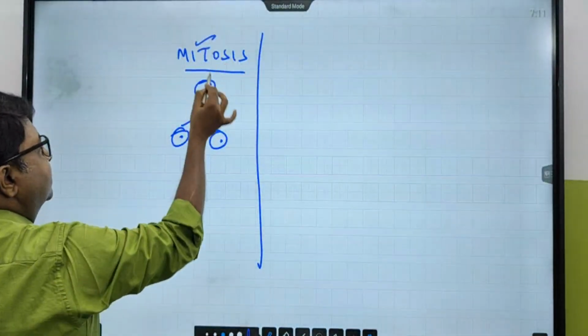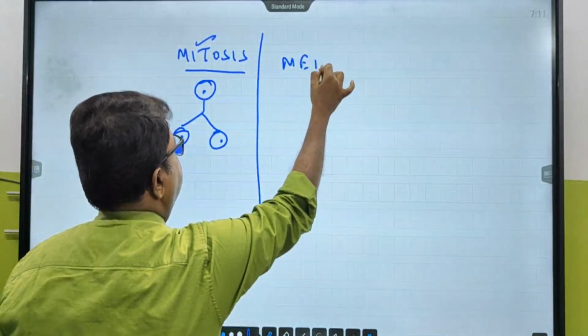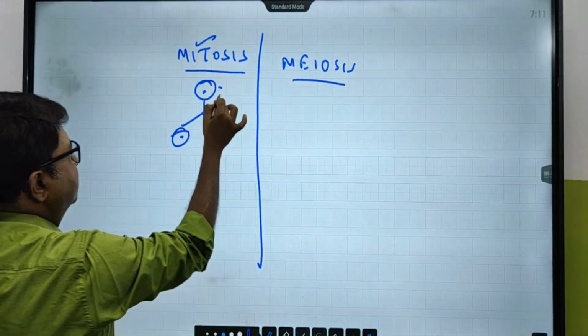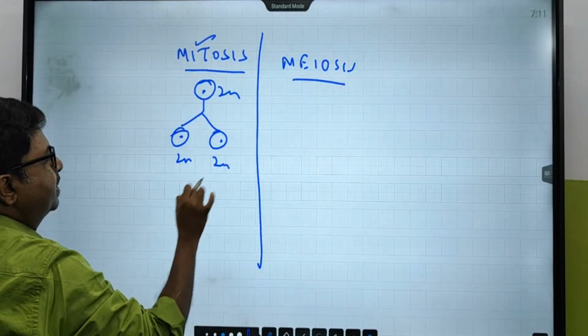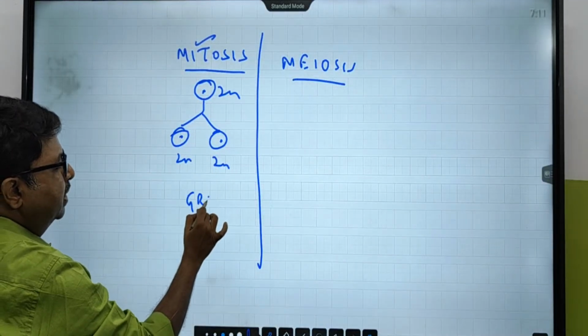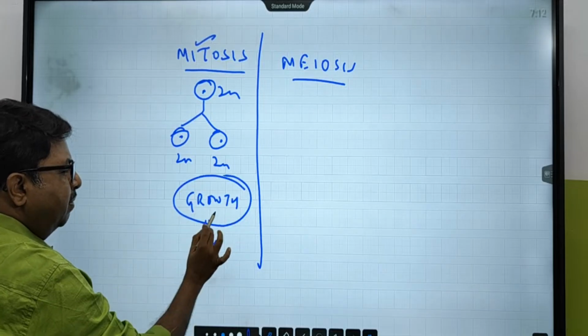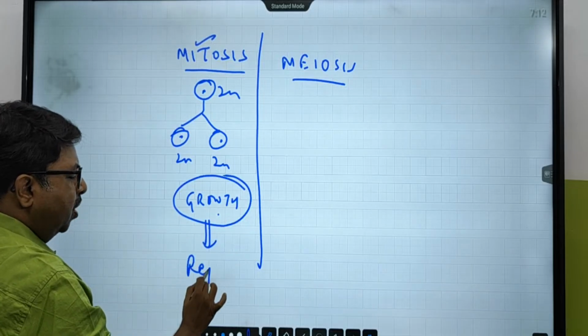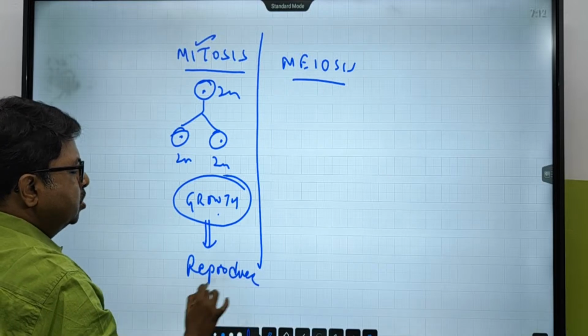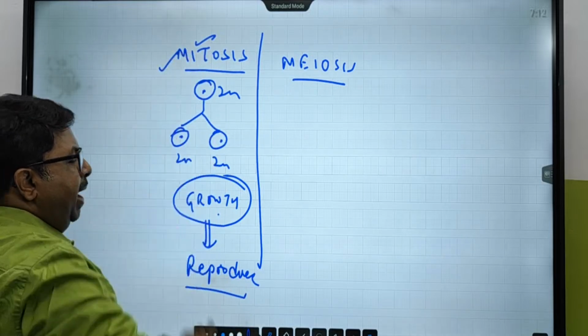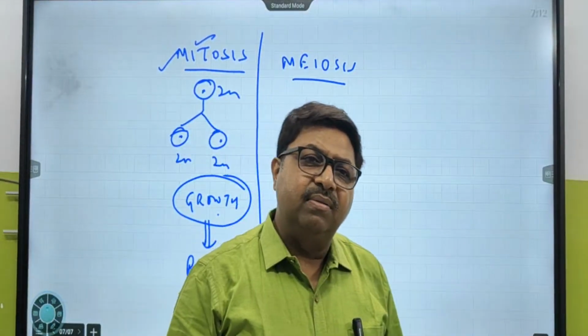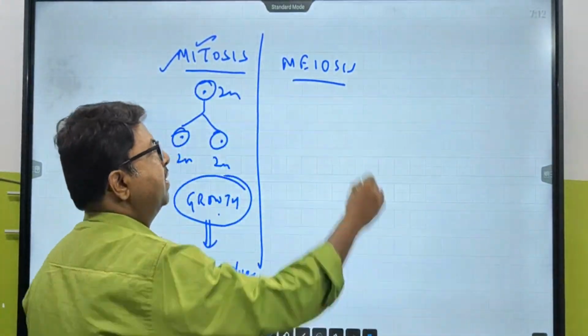Now, the difference between mitosis and meiosis is that in mitosis, the chromosome number remains the same and it helps mainly in growth. Without growth of an organism, the organism cannot reproduce. So what is important? First, mitosis is required, and then meiosis is required to have life.